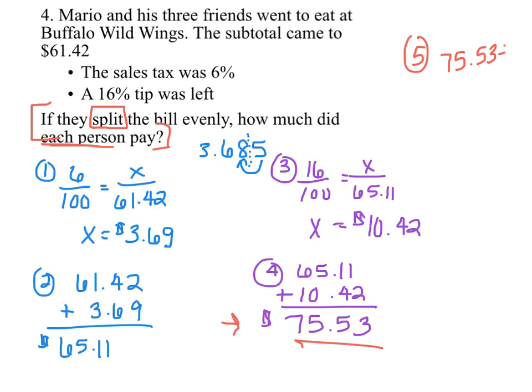So my fifth and final step is to take $75.53 and divide it by, let's take a look. Mario went with his 3 friends. So that means we need to divide by 4. Himself plus the 3 friends. And when we do, we get $18.88 each one of those people would have to pay. Again, so important that we read the question and determine whether or not our answer has answered the question.